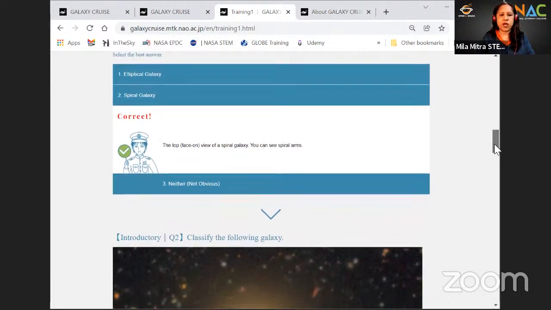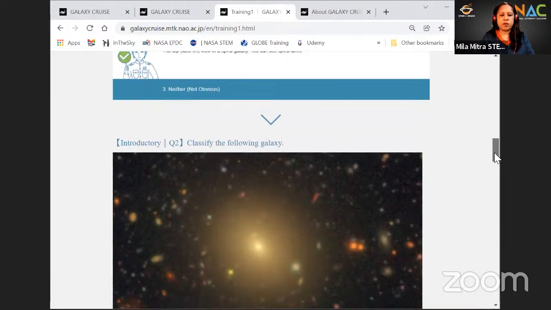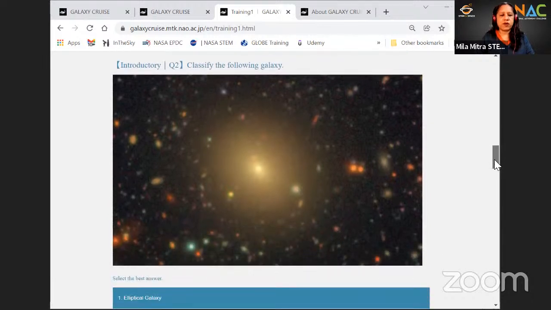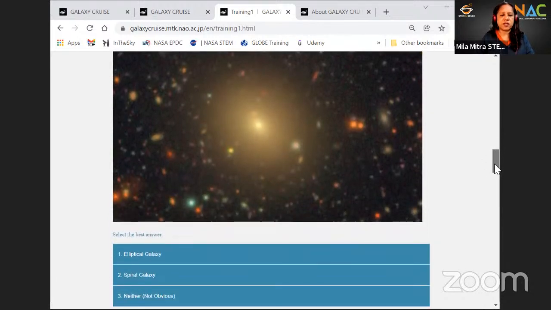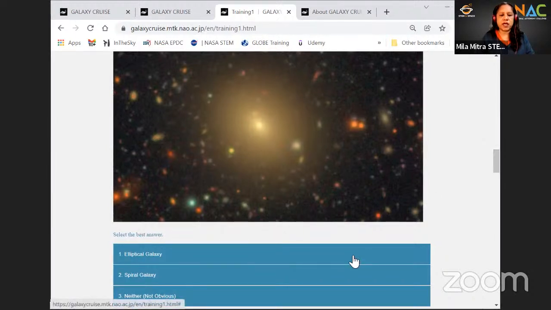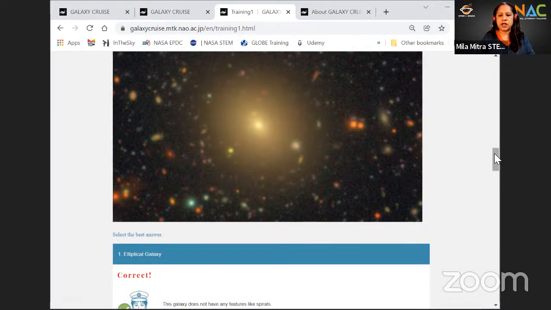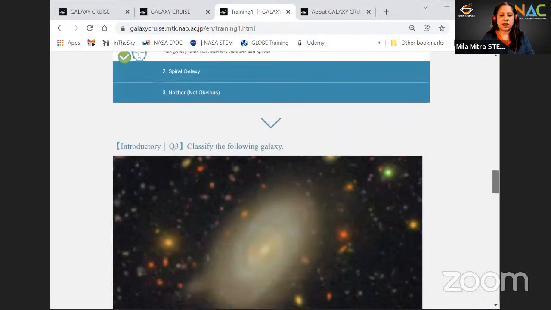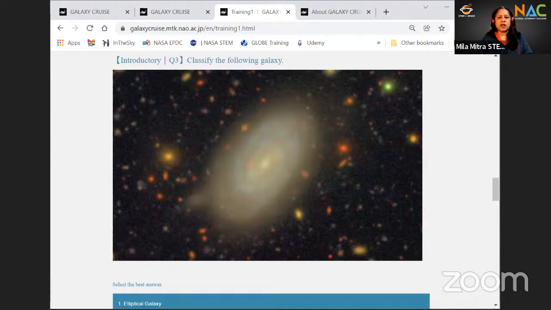Okay, so I'm still in the training. This is the training part 1. Okay, so now classify the following galaxy. Let's classify this one. I believe it's elliptical because you don't see any sign of spiral arms. Again, so this is correct. Okay, so now the last one. Classify the following galaxy. Is it spiral or elliptical?